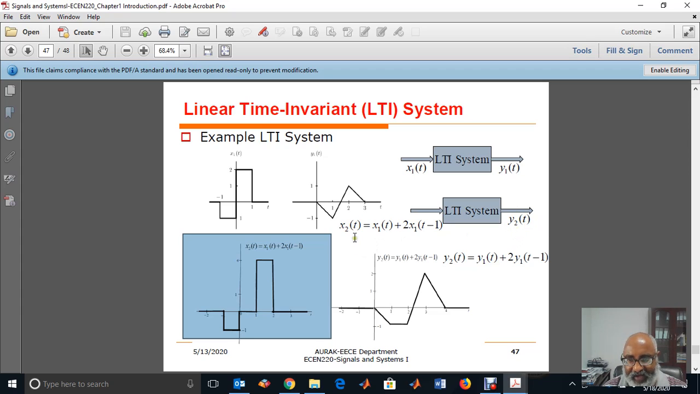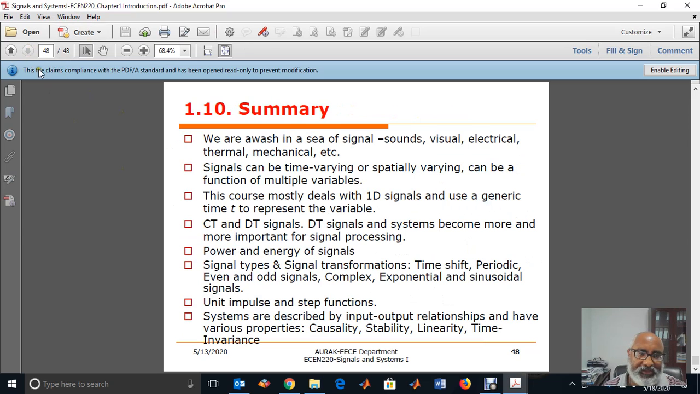So first step, write x2(t) in terms of x1(t). After we write x2(t) in terms of x1(t), then we can write y2(t) by following linearity and time invariance property. Okay, so y2(t) will be y1(t) plus 2y1(t minus 1), and then finally we plot the result as a function of time. So the x-axis is time and the y-axis is the amplitude or the value of the signal y2(t).